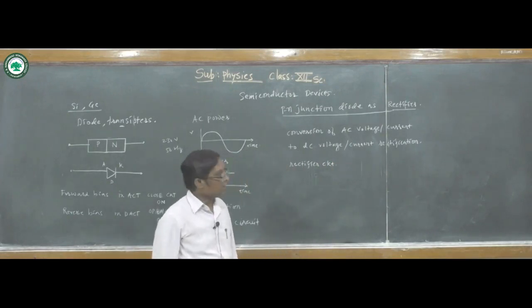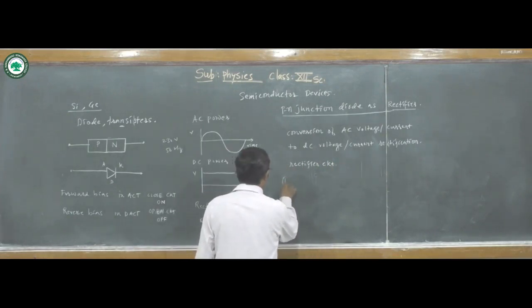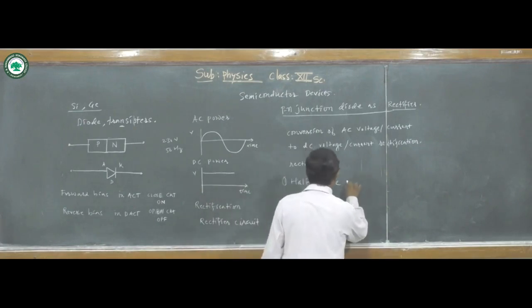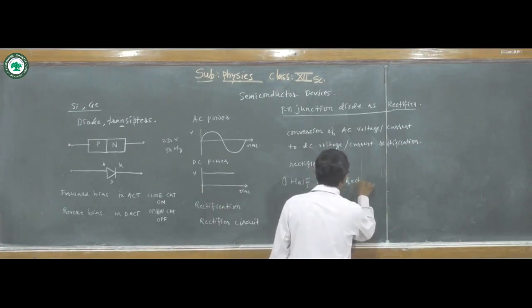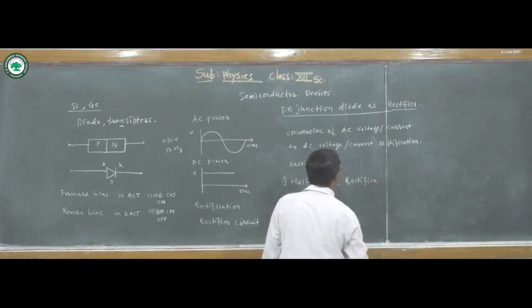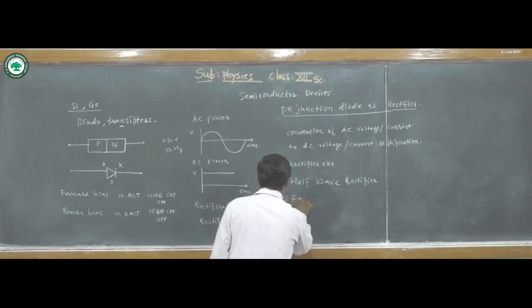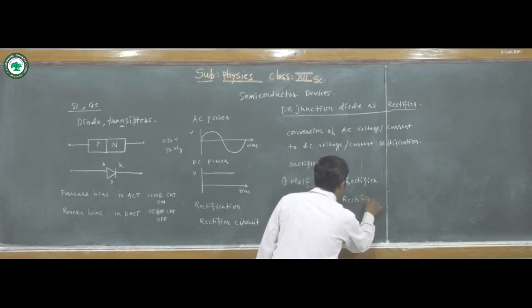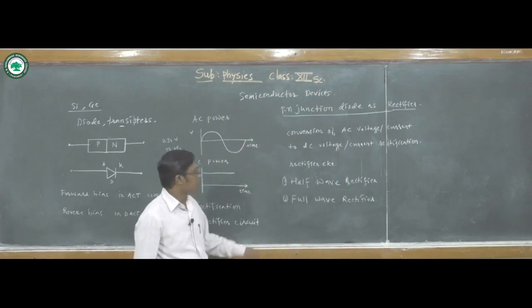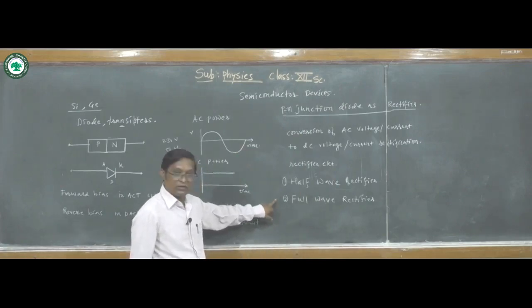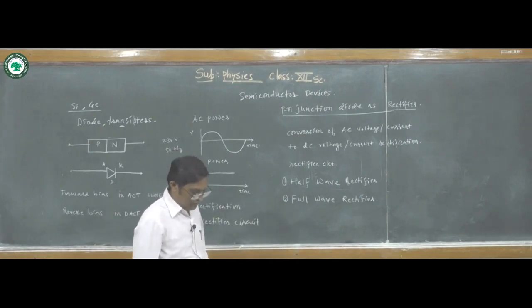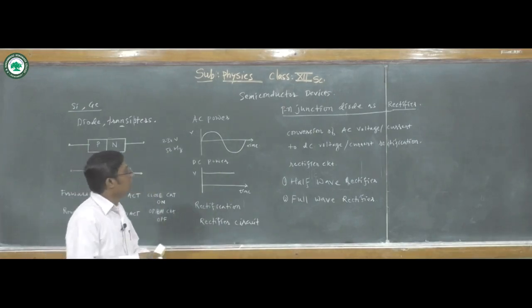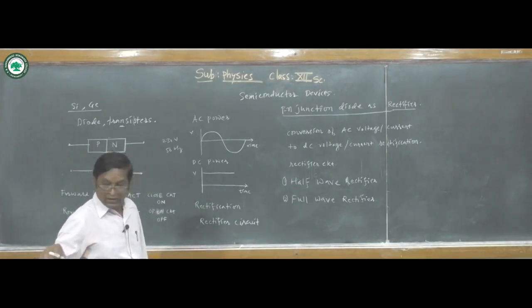Now there are two types of rectifier circuit. The first one is the half wave rectifier, and the other one is the full wave rectifier. Let us draw the circuit diagram for the half wave rectifier.